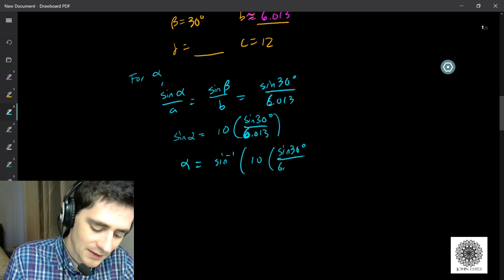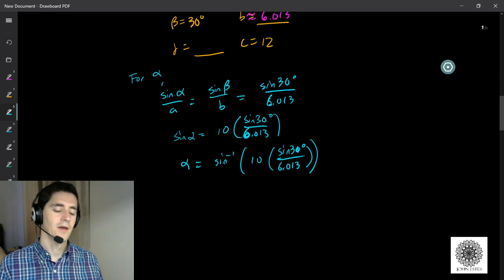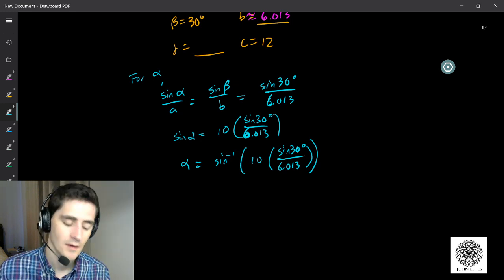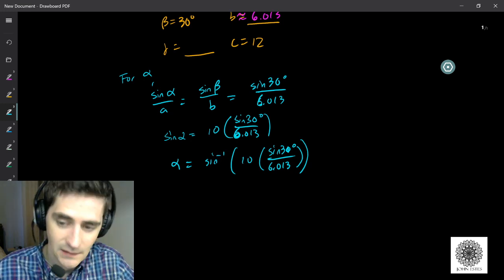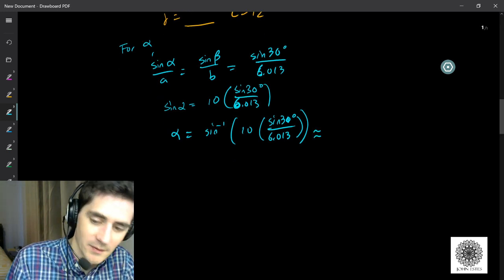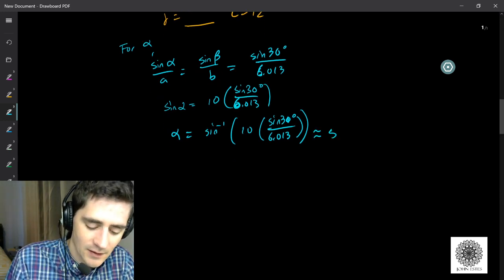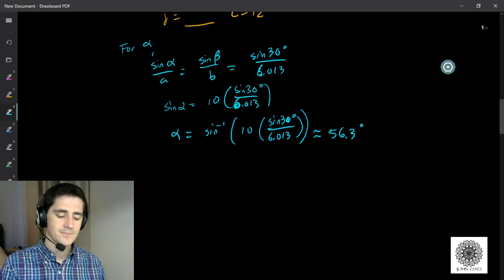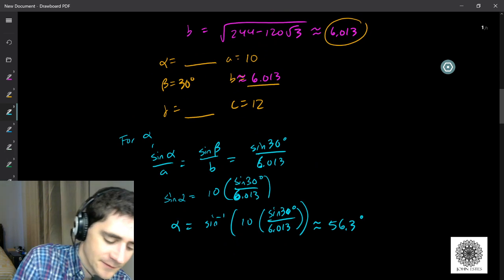You will want to practice doing this in your calculator, and if you're getting really wrong answers, double check that your calculator is in degree mode when we're using 30 degrees instead of radians. And so here I have sine inverse of this big expression that once I put in my calculator, I should get about 56.3 degrees. Okay, so there's my alpha.